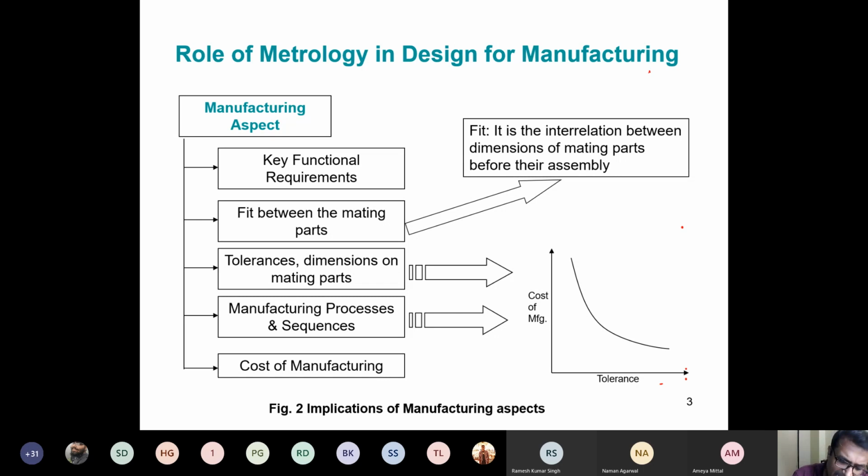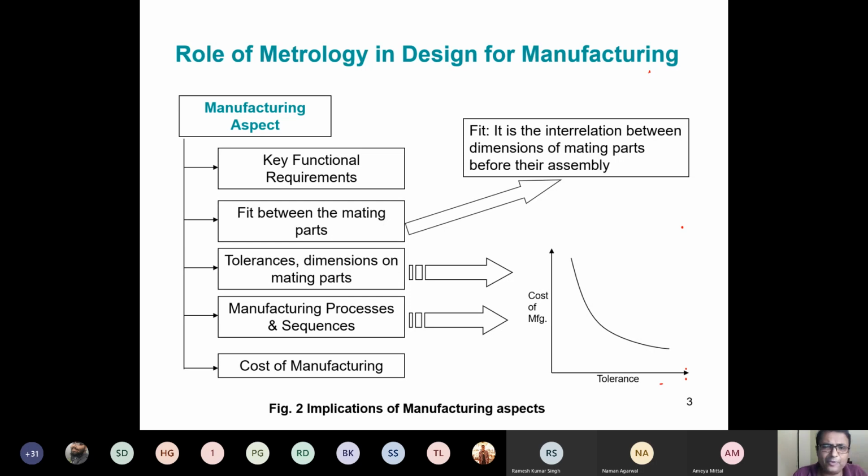So this is what, and then manufacturing processes. Based on these, you will choose manufacturing processes, because if you keep the tolerances tight, the cost of manufacturing goes exponential. Because then you'll have to use very different machines and different processes to do that. The cost of manufacturing is always correlated with the tolerances. The tighter the tolerances, the more expensive the cost of making a part.